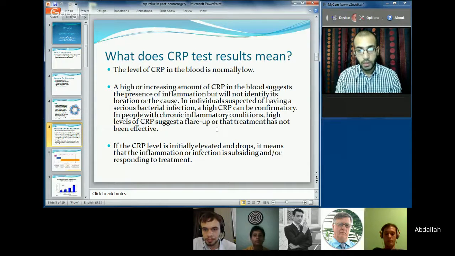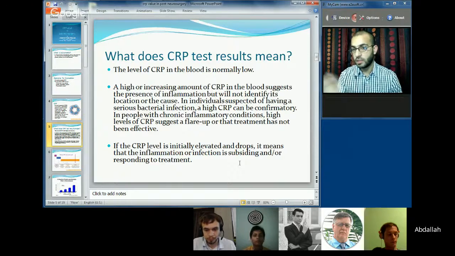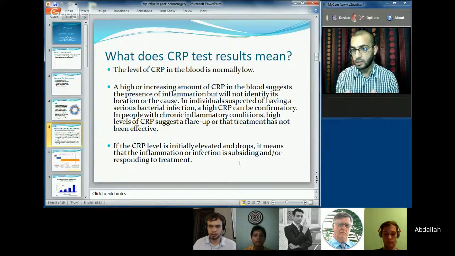as well. If the CRP level is initially elevated and then it drops, it means that the inflammation or the infection is subsiding. This is what I just mentioned, that the treatment is effective and that the patient is responding to it, and accordingly the CRP will decrease. So we use the CRP as a biomarker to monitor the status of the inflammation that the patient is suffering from. If the inflammation is there, CRP levels are high. If the inflammation starts to decrease, CRP levels will drop.